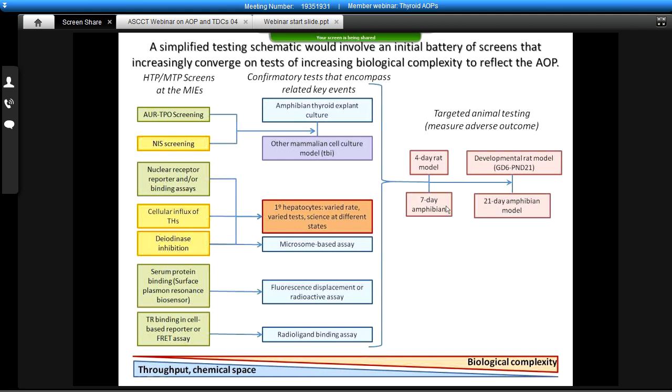Or the 7-day amphibian assay, which has been developed by Michael Horning and Joe T.G. and Sig Degitz at EPA in Duluth, Minnesota. And then from there, we could move on to susceptible populations, so the 21-day amphibian metamorphosis model or a developmental rat model where the developing rat would be exposed to a thyroid disruptor.